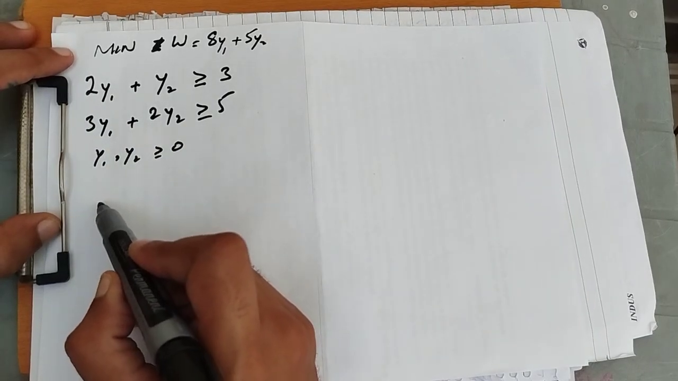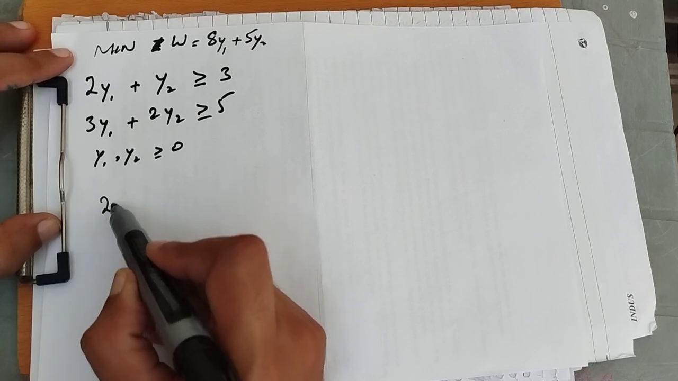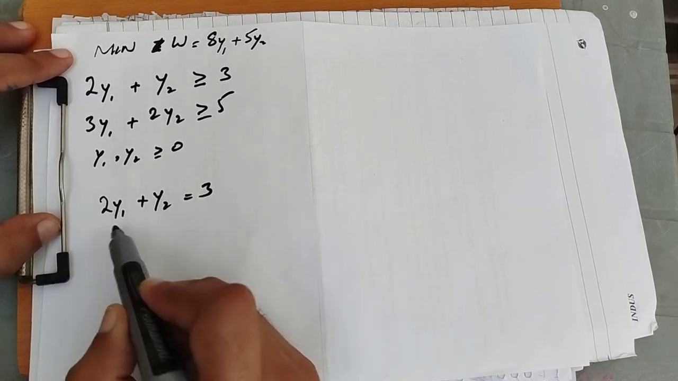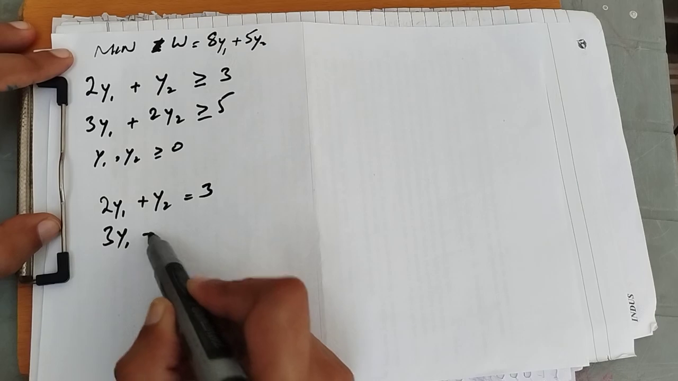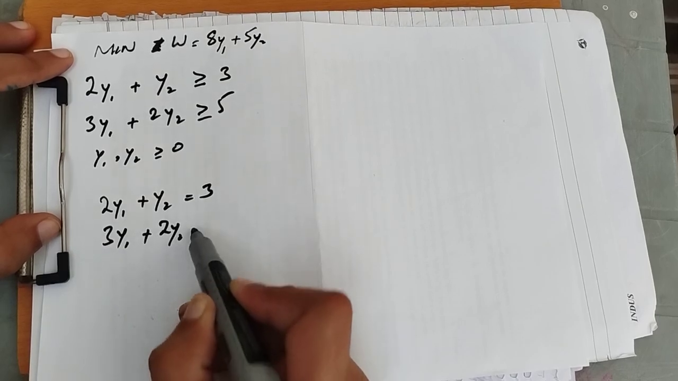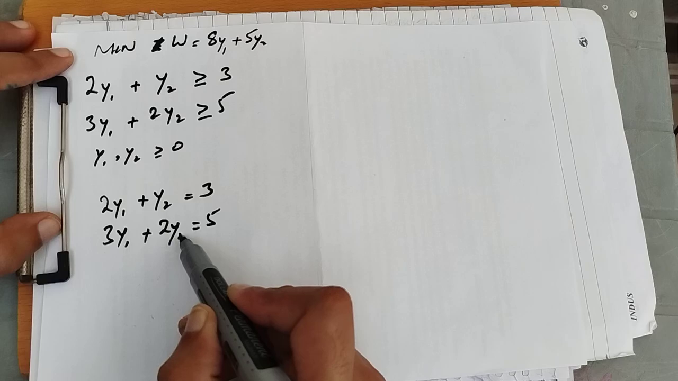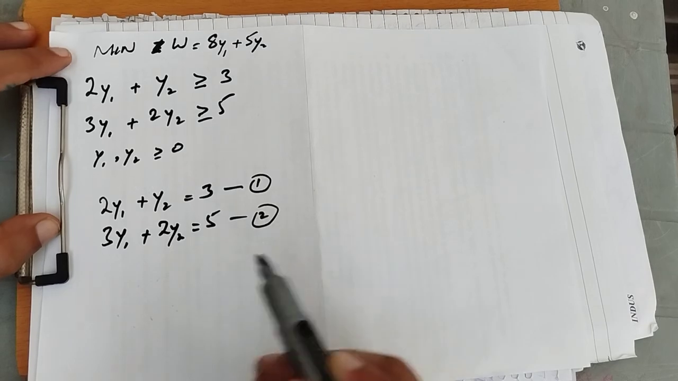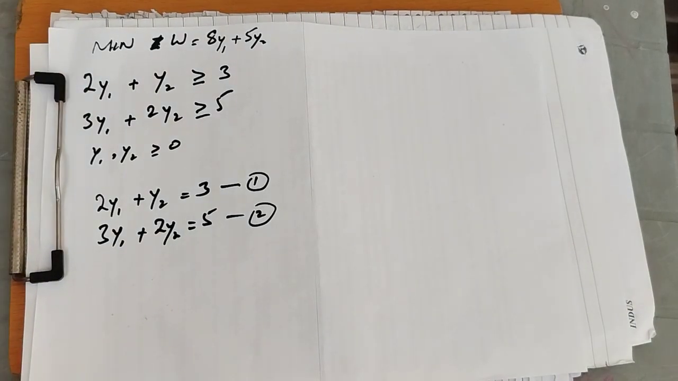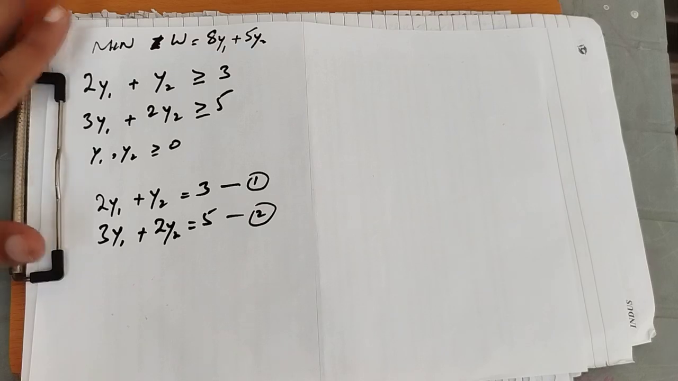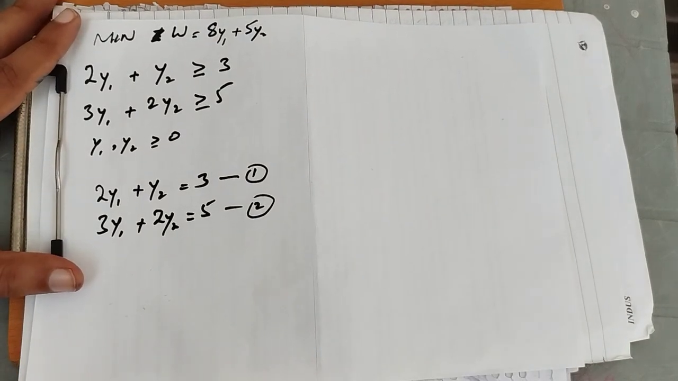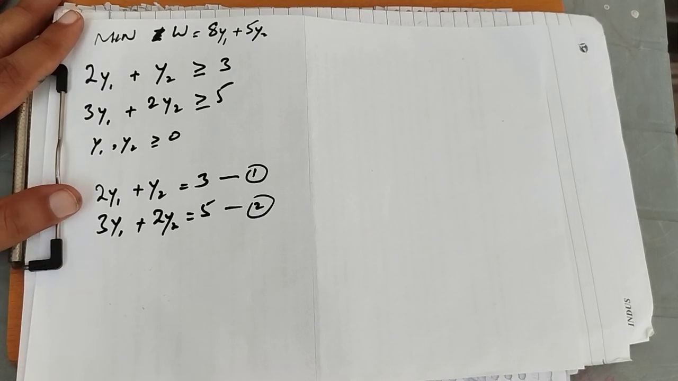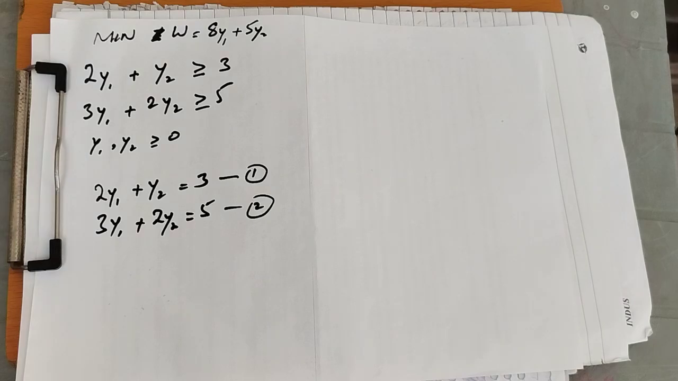2y1 plus y2 equals 3. 3y1 plus 2y2 equals 5. So you see, we have two equations. We have changed these inequalities into the equal form. So why have we changed them? So that we can find the x-intercept and y-intercept of these equations.